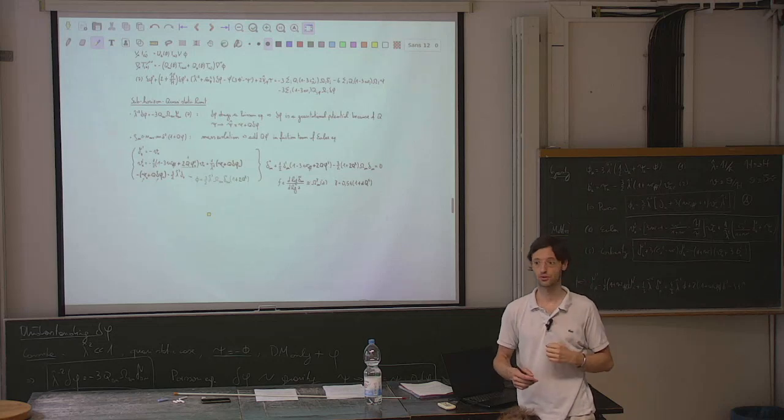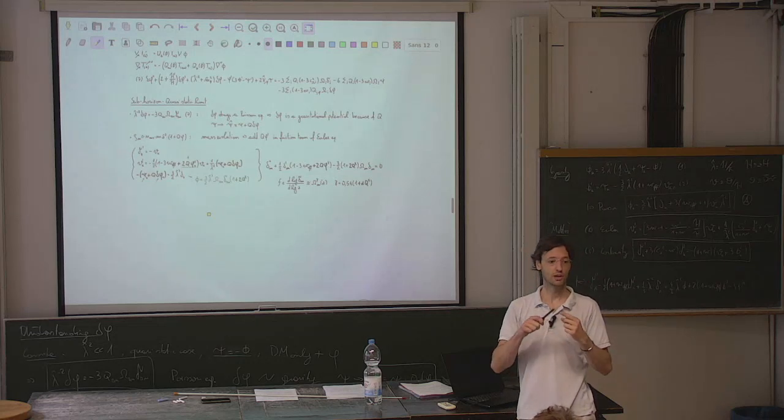Small perturbations. In the next lecture, we are going up one order, so we're going to do perturbation theory at second order.